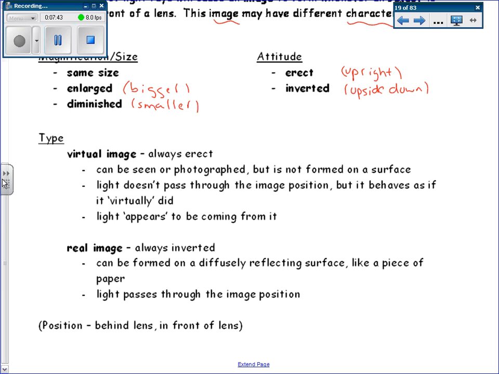And then, it's not actually used as a characteristic, but we talk about it occasionally, the position of the image, where it's either behind the lens or in front of the lens. So this here is behind the lens, right? So it's on the other side of the lens from the object, and in front of the lens would be over here.